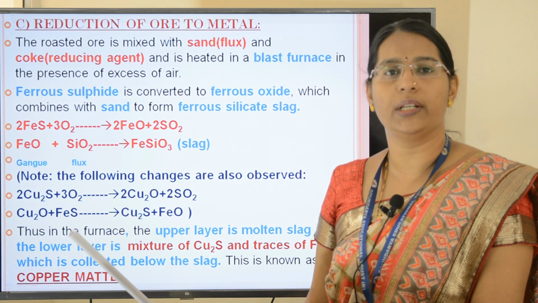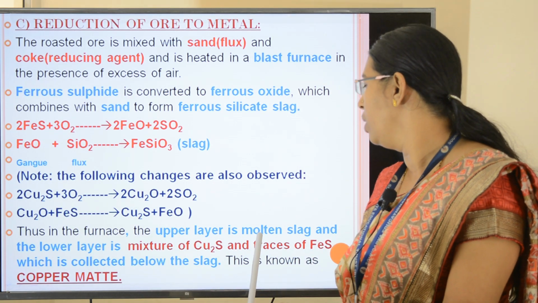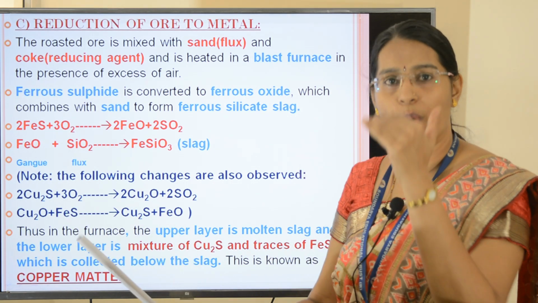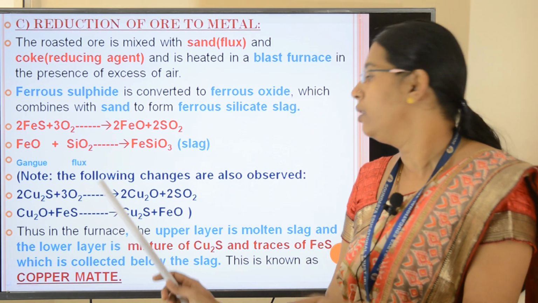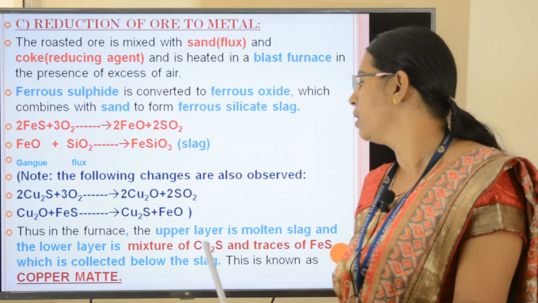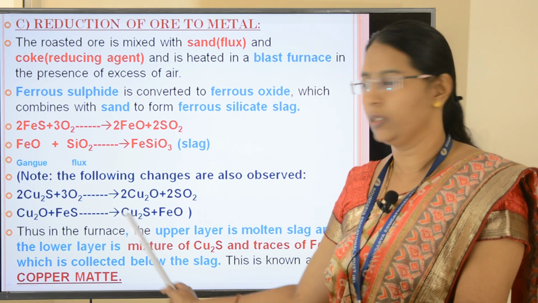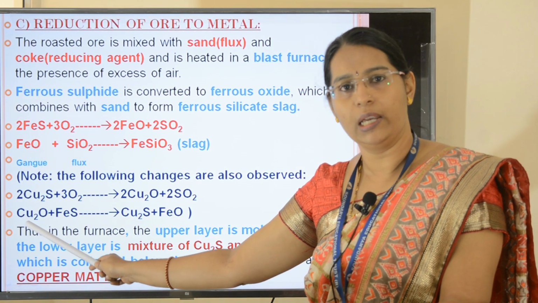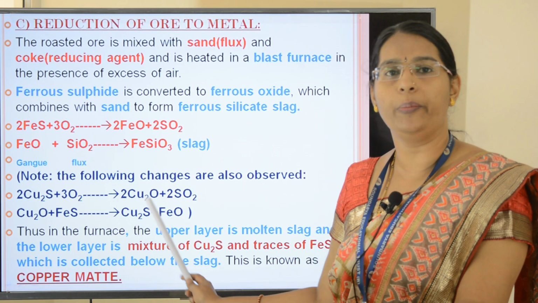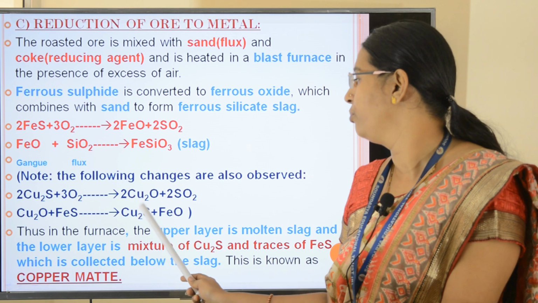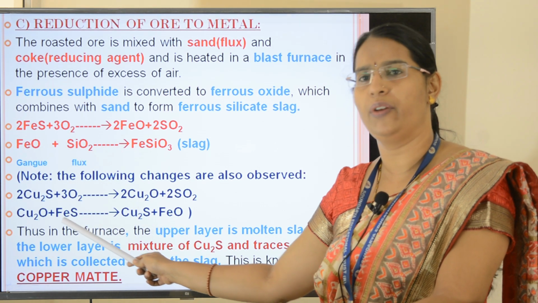So in the blast furnace there will be two layers. Top layer is the layer of the molten slag, and at the bottom there is another layer known as copper matte layer. This copper matte layer contains the mixture of cuprous sulfide. This is formed here. If at all cuprous oxide is there, it will combine with the ferrous sulfide and we will get the cuprous sulfide. So copper matte mostly consists of the cuprous sulfide along with little amount of ferrous sulfide which may be remaining in the reaction.